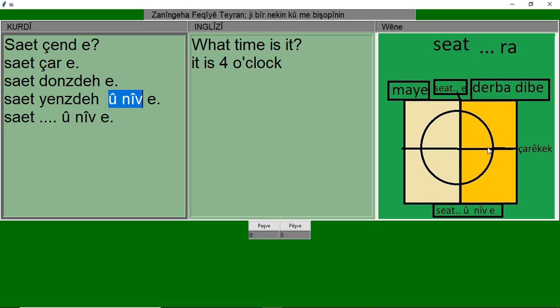And for 15 or 45, but before going to this, I have to say which side we say the minute on. What do we say for this side, and what for this side? If the minute is on this side, you will say derbas debe. Okay, how do we say that? I will remove this.